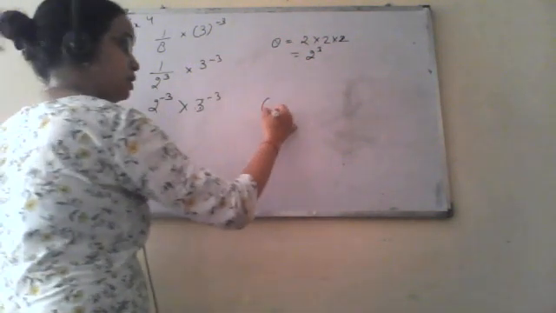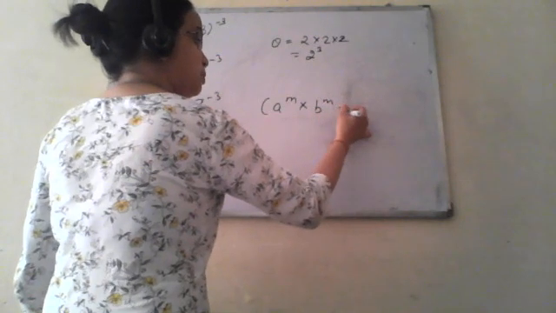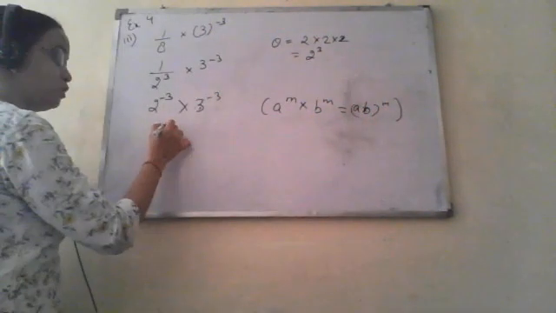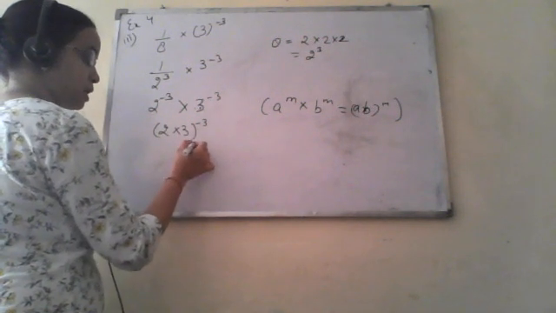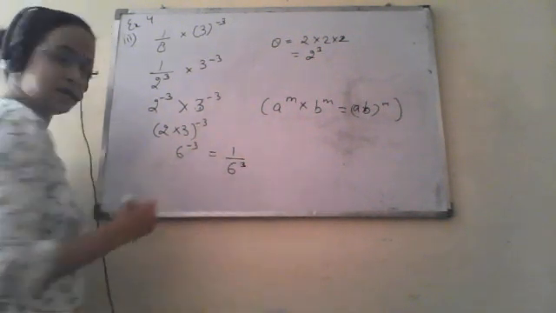So it will be a to the power m into b to the power m. It will be a into b, whole to the power m. So it will be 2 into 3, whole to the power minus 3. It will be 6 to the power minus 3, or it can be written as 1 upon 6 to the power plus 3. Clear?